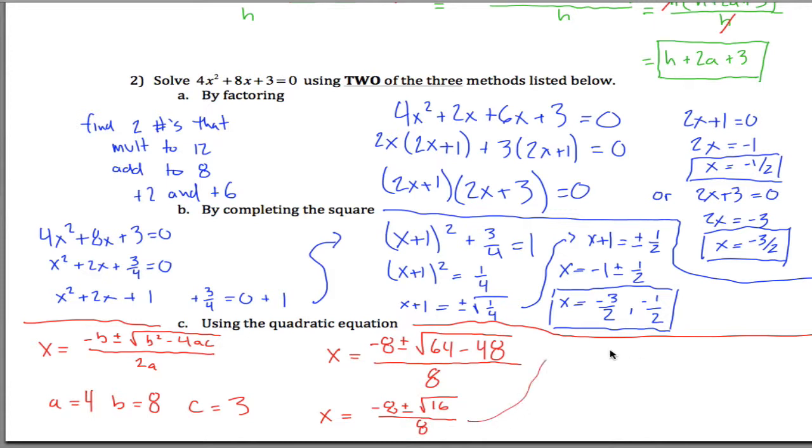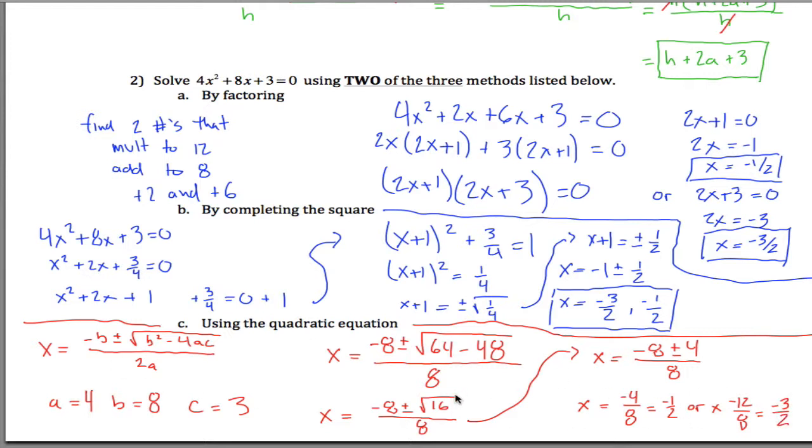So all I have to do is simplify these guys. Okay, one more step. X equals negative 8 plus or minus the square root of 16 is 4 over 8. And now I can say, all right, negative 8 plus 4 is negative 4 over 8, which is negative 1/2. Or negative 8 minus 4 is negative 12 over 8, which is negative 3/2.